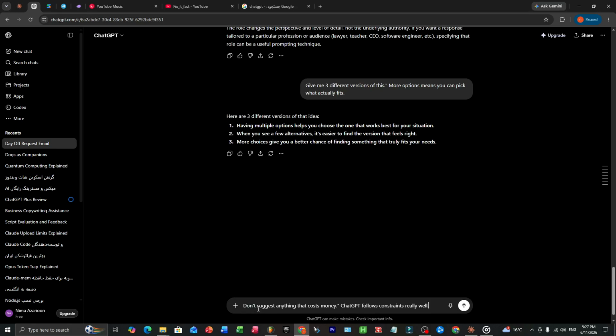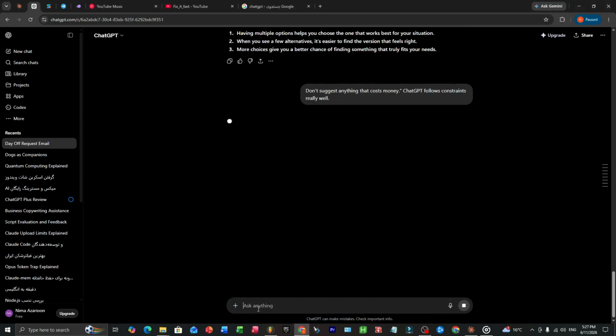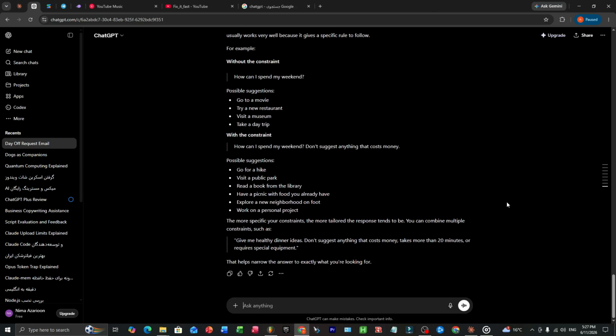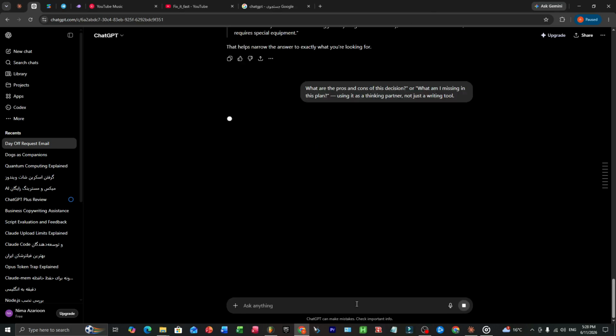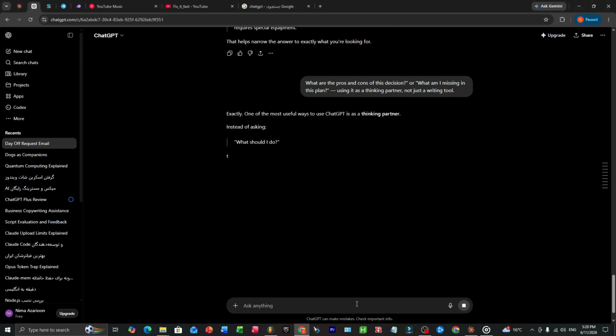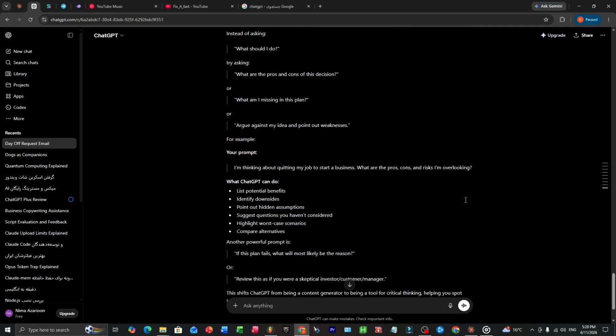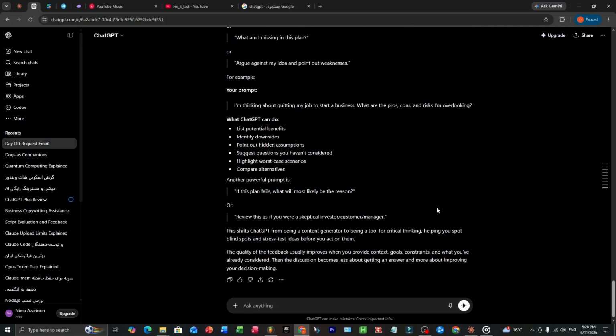Tip 3, tell it what to avoid. You can say things like, don't use complicated words, or keep it under 100 words, or don't suggest anything that costs money. ChatGPT follows constraints really well. Tip 4, use it to think, not just to write. A lot of people use it just to generate text, but some of the best uses are asking it things like, what are the pros and cons of this decision, or what am I missing in this plan? Using it as a thinking partner, not just a writing tool.